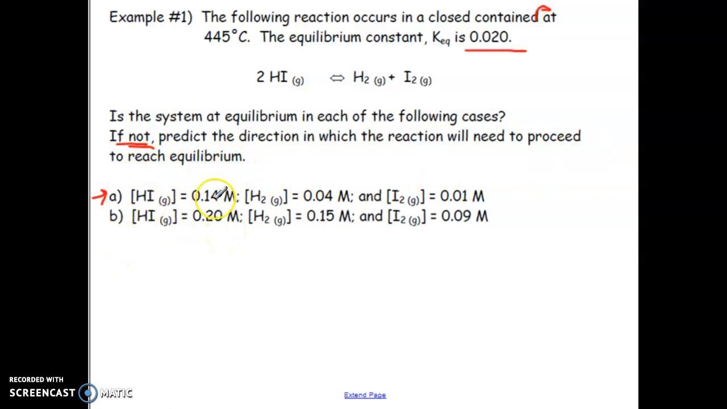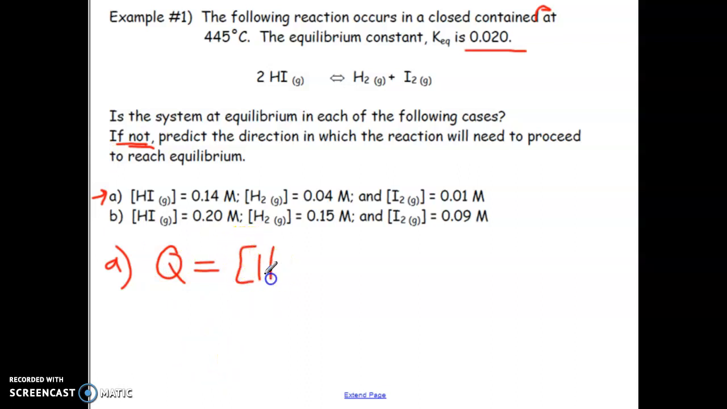So notice we're given concentrations for each of our components here, right? Our reactants and our products. But notice it's not telling us, is it equilibrium? Is it initial? That's the whole point. We don't know what it is. So the first thing we're going to do is set up our Q expression here, right? We cannot call this K because we don't know if this is equilibrium concentrations or not.